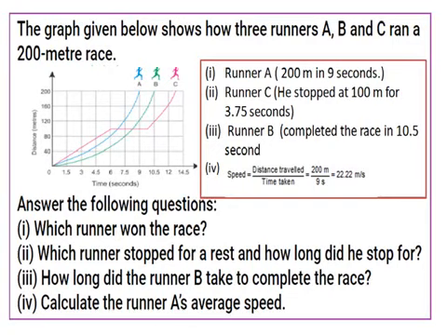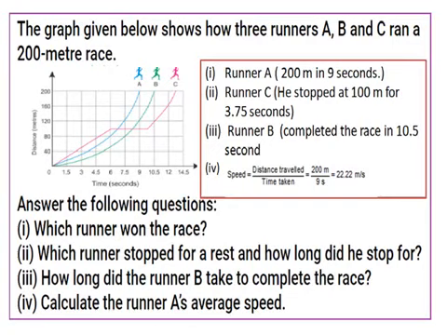Which runner stopped for a rest, and how long did he stop for? So who has stopped in between? A line which is parallel to the x-axis means the body is at rest. Therefore, the runner C, the pink color line you see, a line parallel to the x-axis is being given here. Therefore, runner C has taken rest in between.